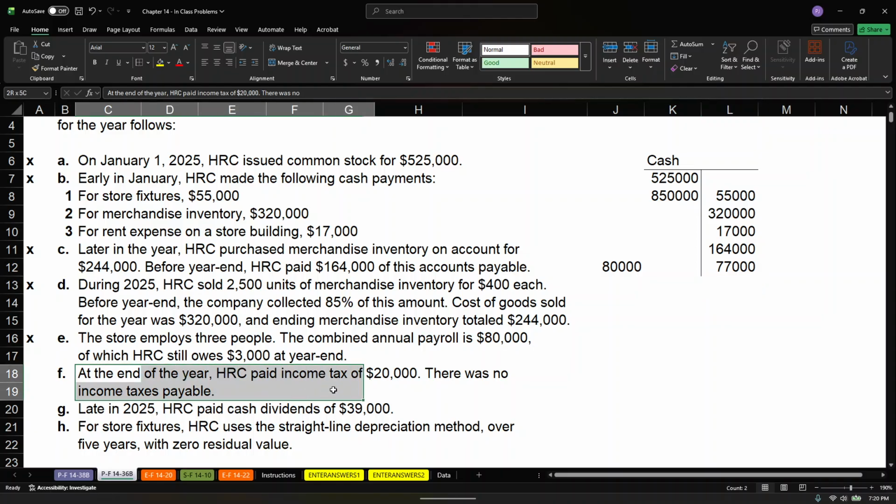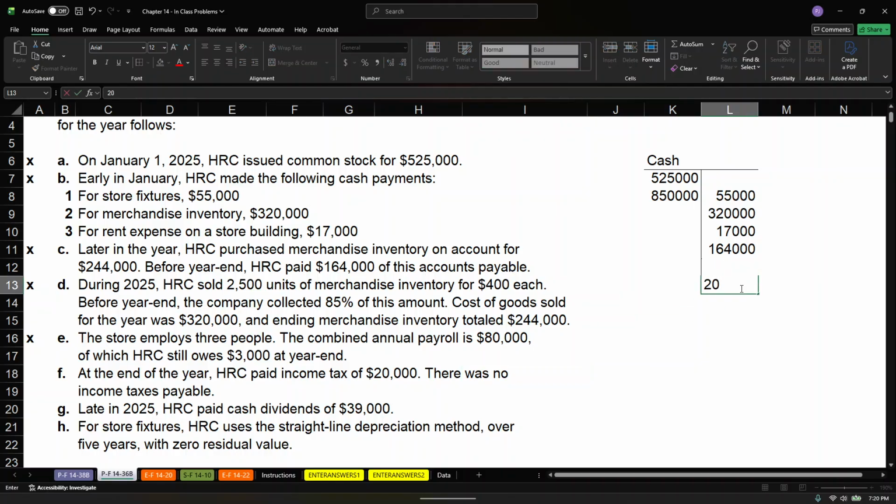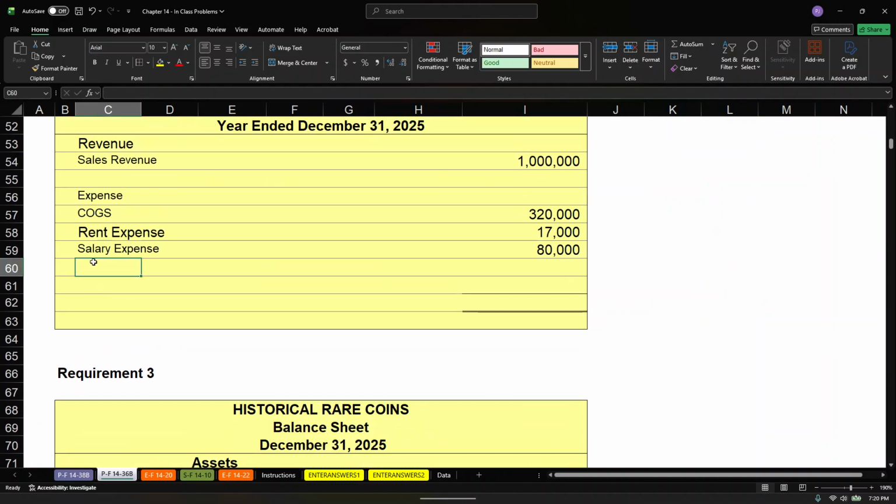At the end of the year, we paid income tax of 20,000. There's no income tax payable. So that means, how much of it did we pay with cash? All of it. This is all fully $20,000 out the door for income tax. And we have an expense called income tax expense, 20,000.